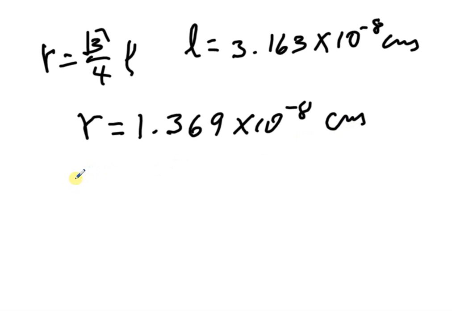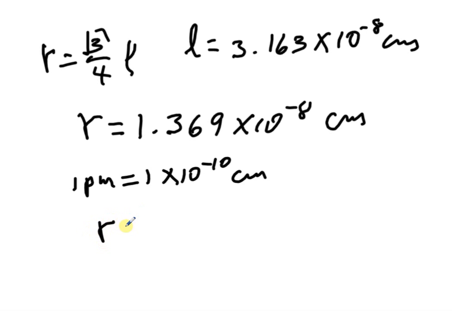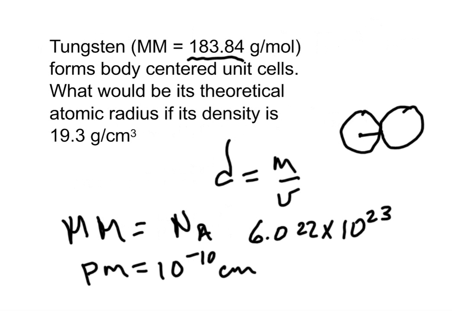And if I remember that 1 picometer is defined as 1 10 to the negative 10 centimeters, I can change this one here and say that the radius is equal to 136.9 picometers. So you see, it's pretty straightforward, but of course it's a step-by-step process in order to see this.